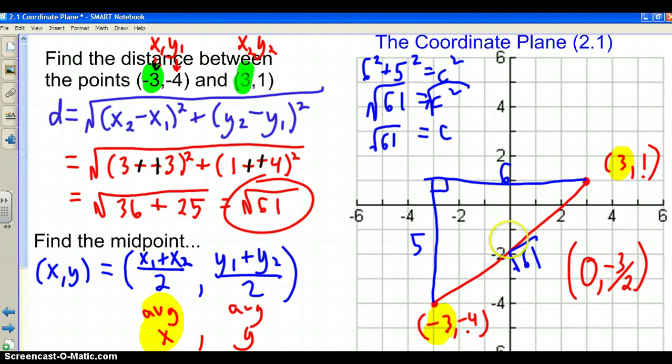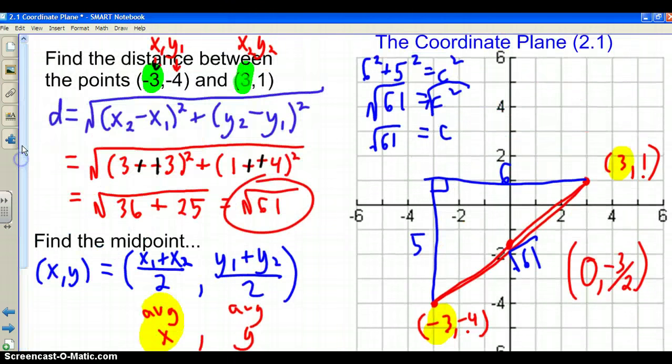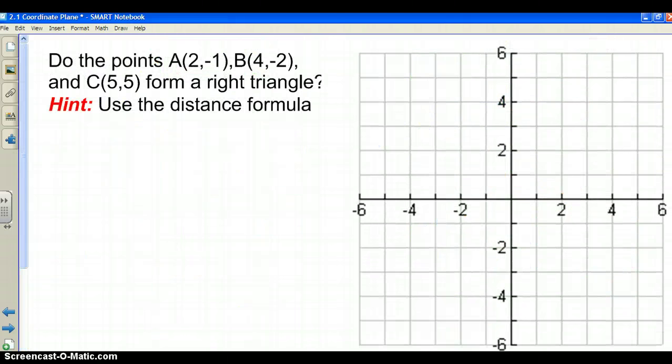So 0, negative 1.5. My graph, if I drew a straight line, would probably go right through that midpoint there at 0, negative 1.5. So you need to know both of those formulas. Make sure to memorize those.